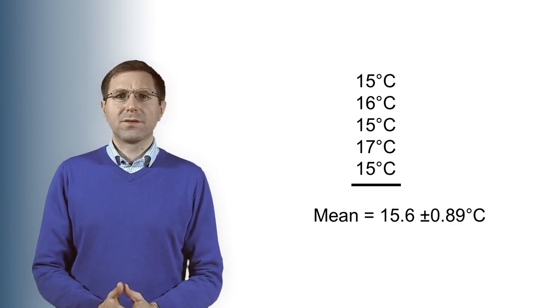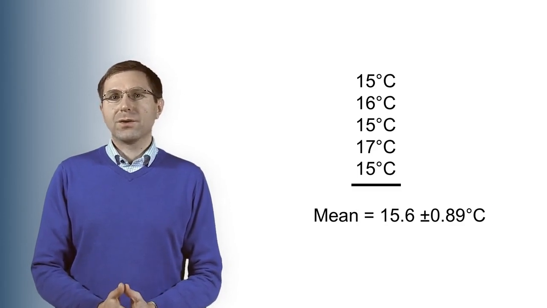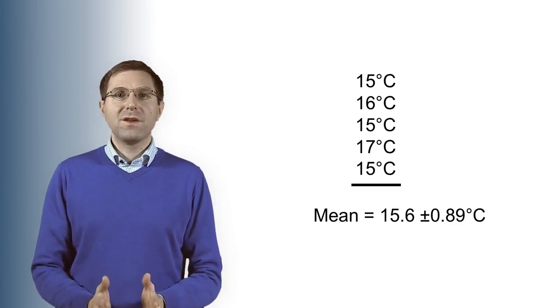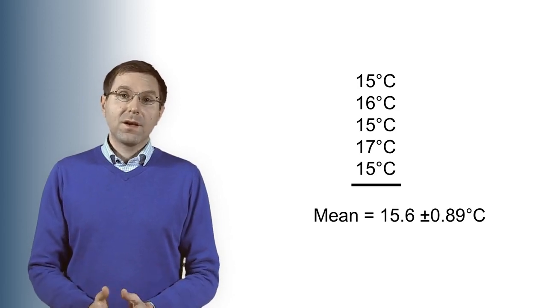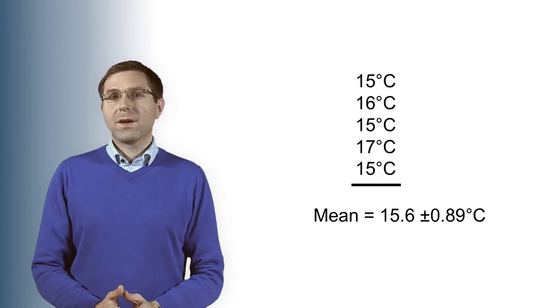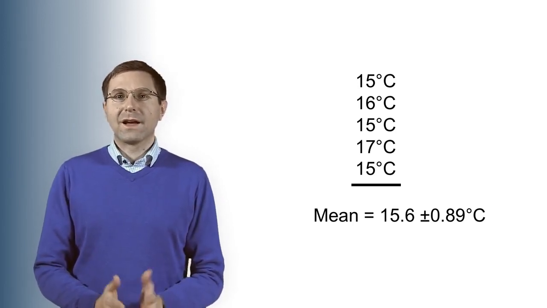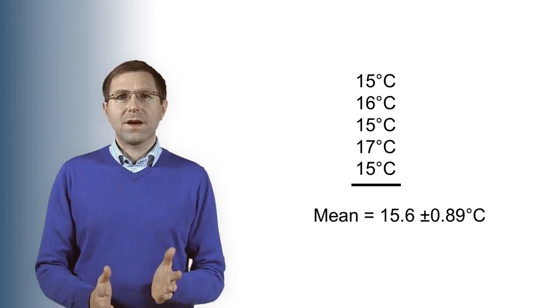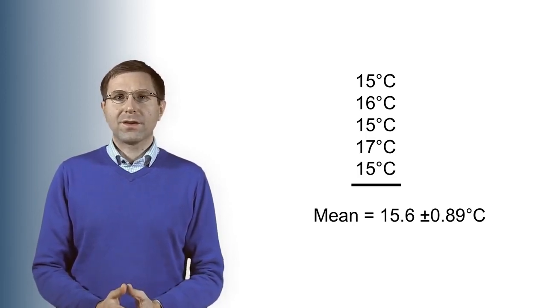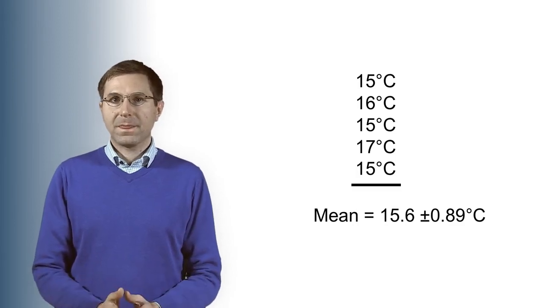A small standard deviation expresses that all our measurements are very close to each other, saying that the mean value is quite reliable. On the other hand, as we just have seen in this example, one measurement was 17 degrees, which is 1.4 degrees larger than the mean. Therefore, it is not a surprise that our calculated mean comes with quite a large uncertainty.